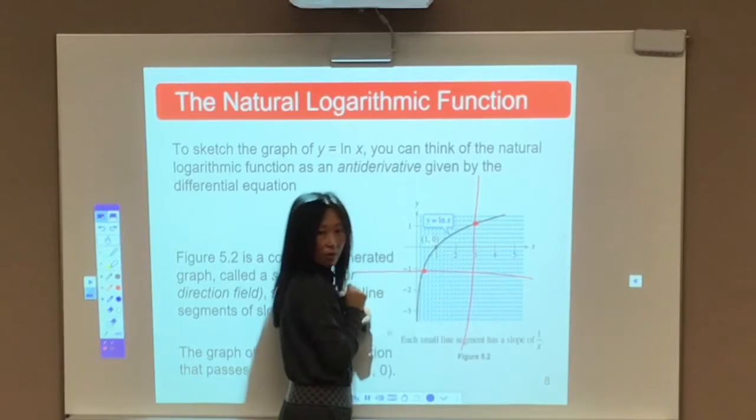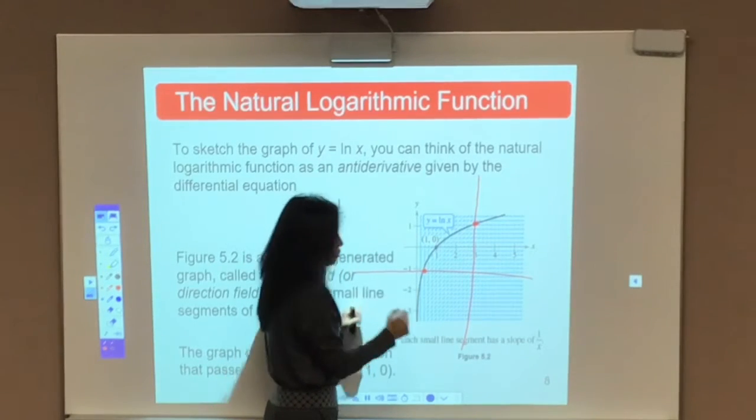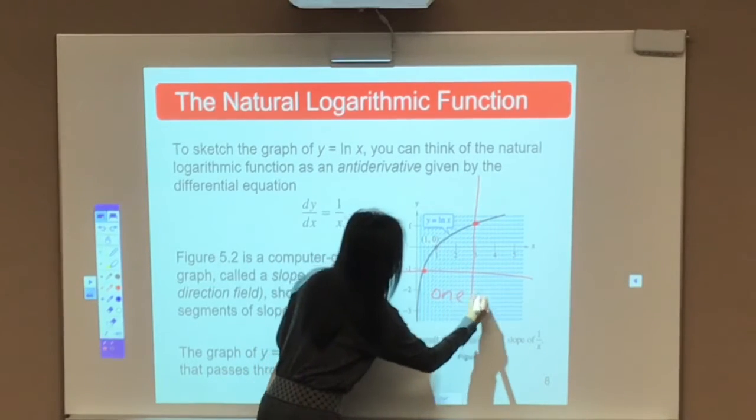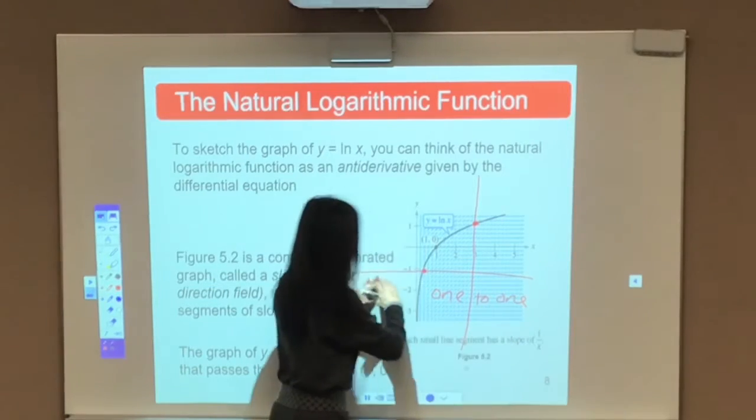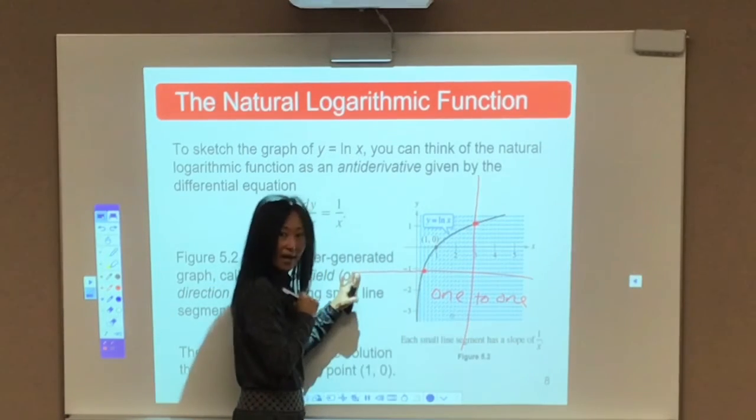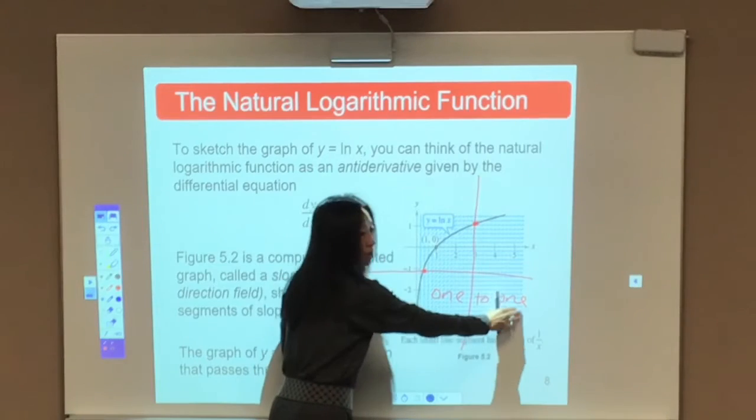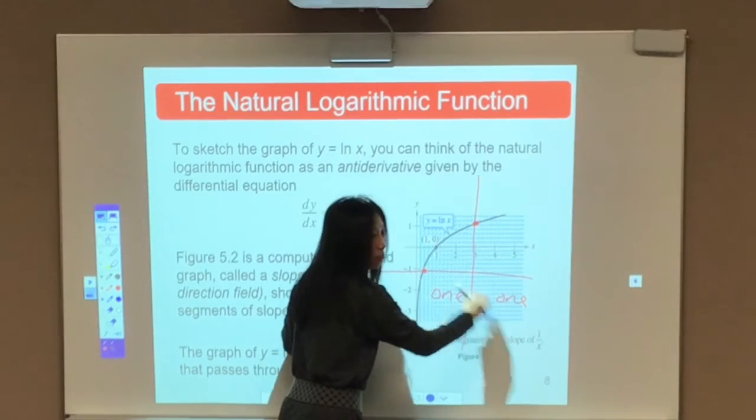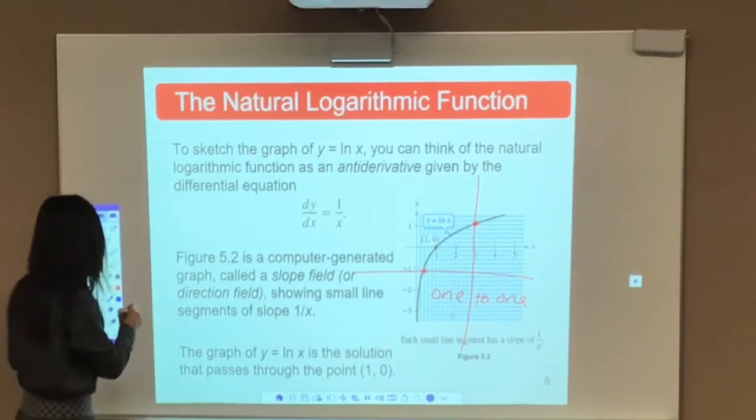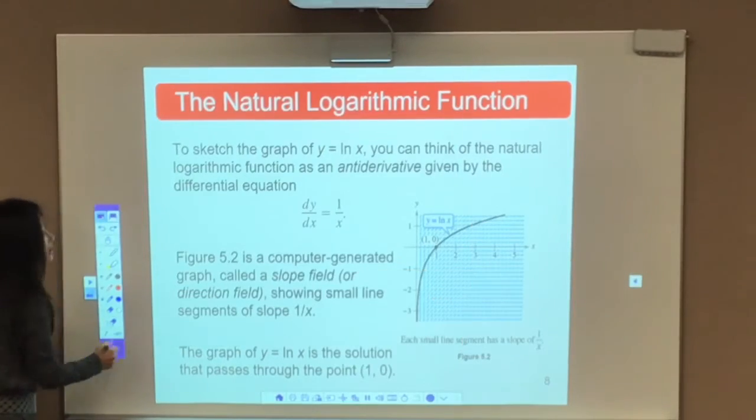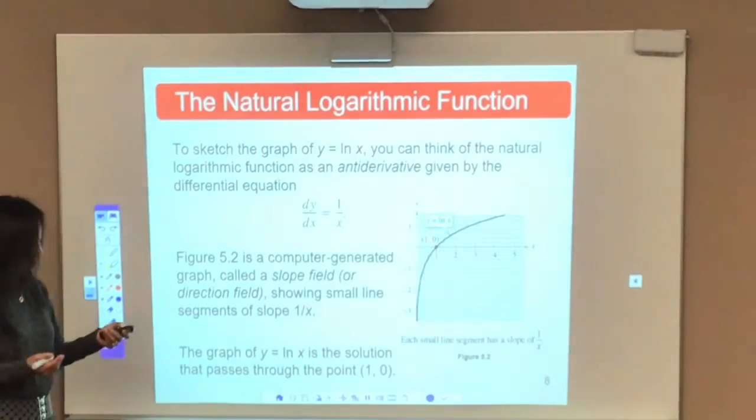One time on a vertical line, isn't it? So that's why it's called one-to-one. Your horizontal line gives you only one point pass. Your vertical line only passed only one point. That's why it's called one-to-one function. So in other words, natural log function is a one-to-one function.